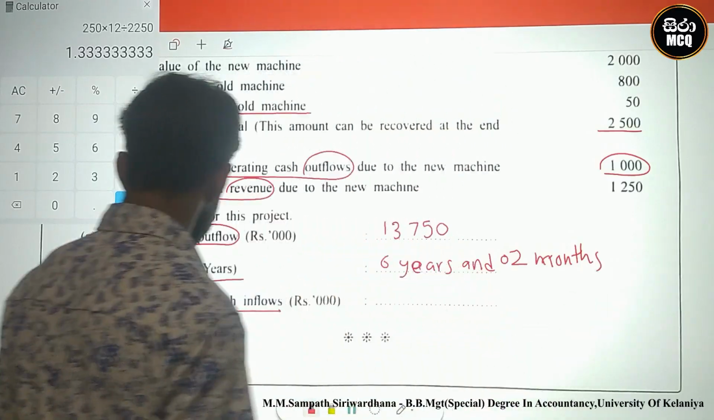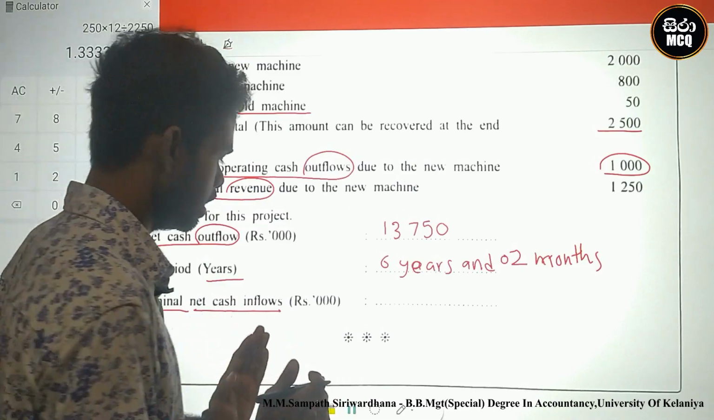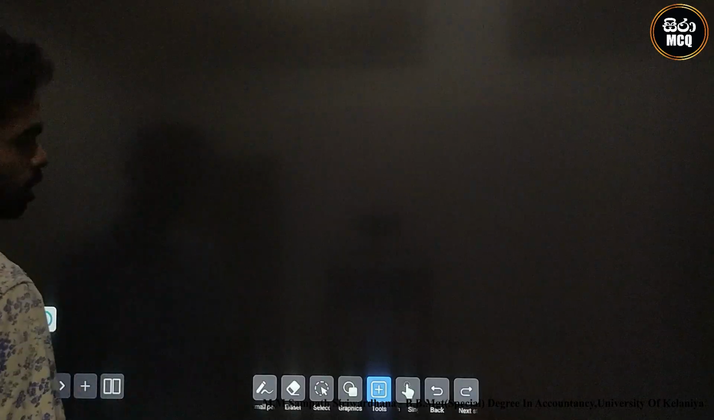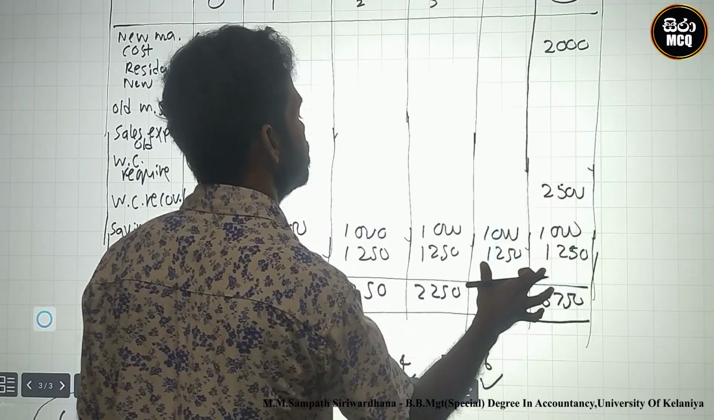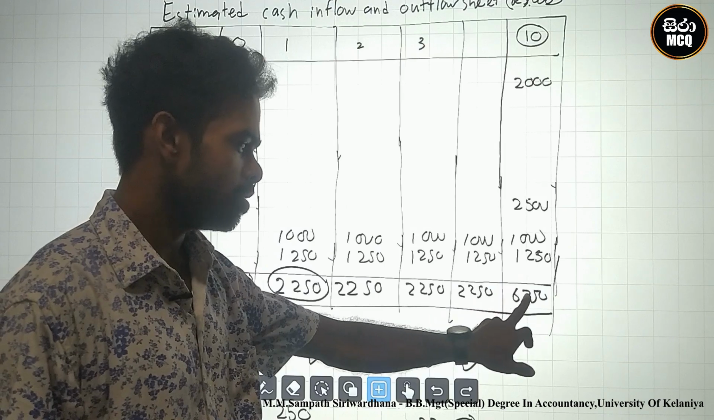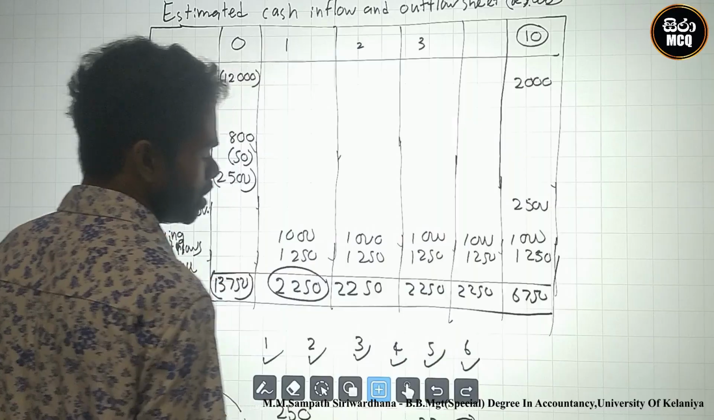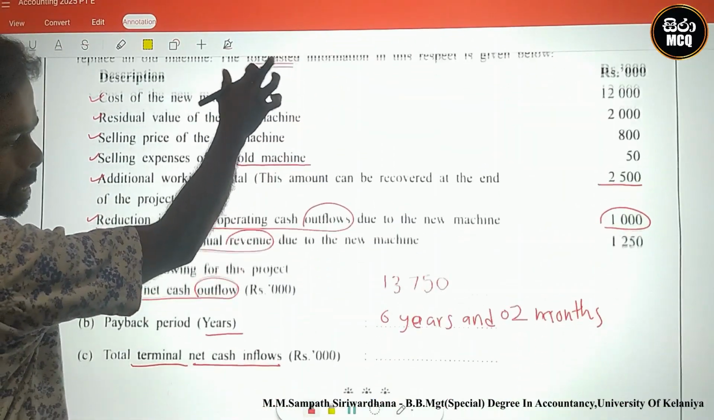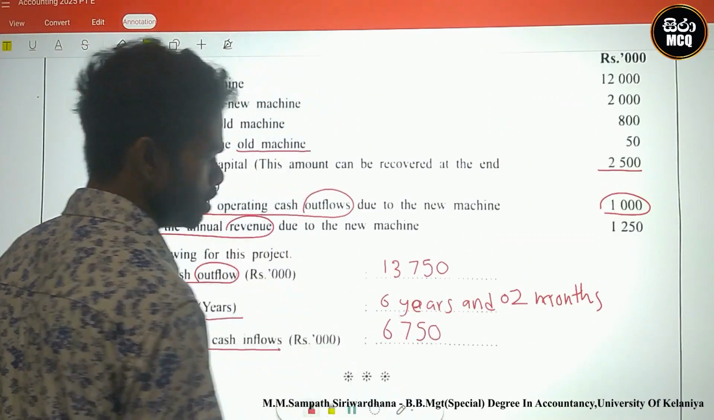Total terminal net cash inflow. Terminal means final year cash inflow. We easily find that. The final year answer is 6,750. There is a terminal cash inflow final result. Therefore, we can write easily 6,000 and 1,750 cash inflow. This is the answer.